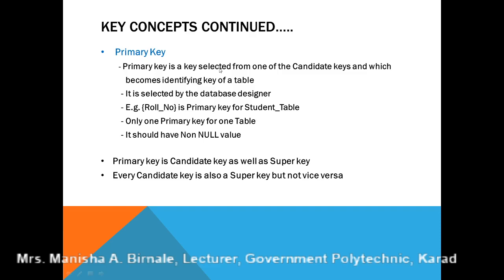The database administrator or database designer will select that primary key. He will designate one of the candidate keys as the primary key, which will identify each record in the table uniquely. That primary key becomes the means for identifying each record uniquely. So there is only one primary key, and it is selected by the database designer or database administrator.